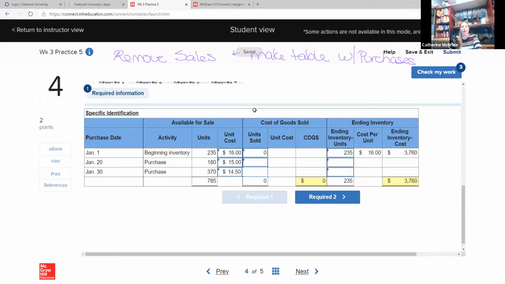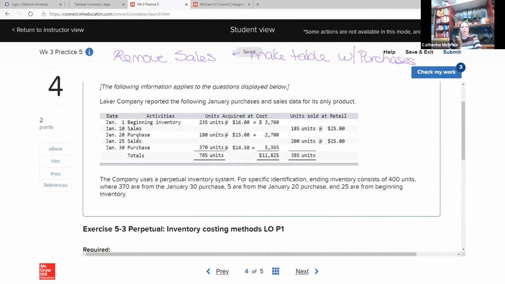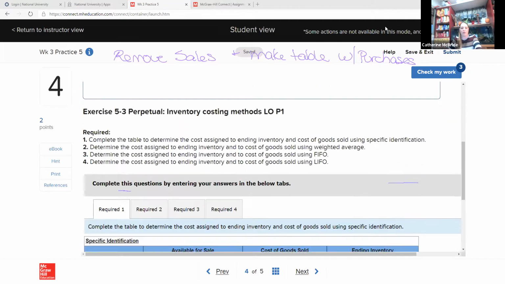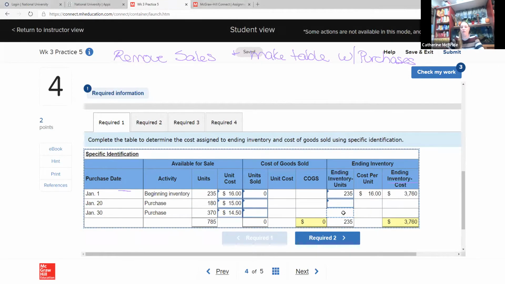All right, now if we're looking at this, we have 400 units in ending inventory. I'm down here with the description. We have 400 units in ending inventory. Of those units, 370 are from the January 30th purchase. So I'm going to go down here and say January 30th. So in ending inventory, I still have 370 of them. If I have 370 of those and I started with 370, I didn't sell any.